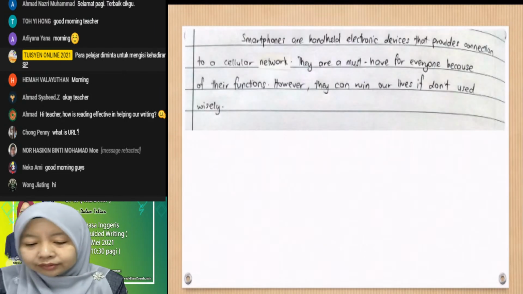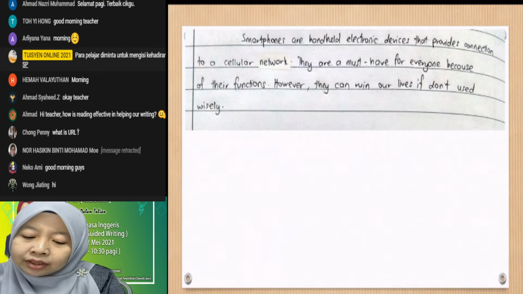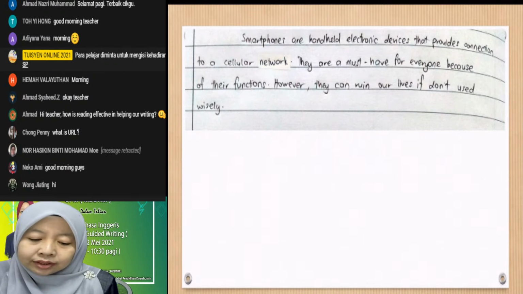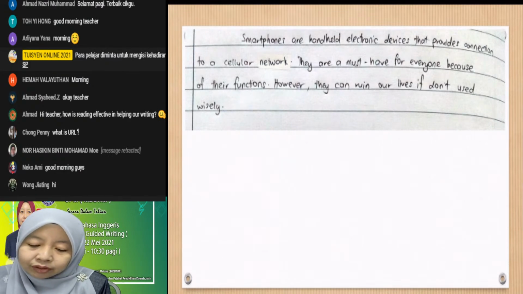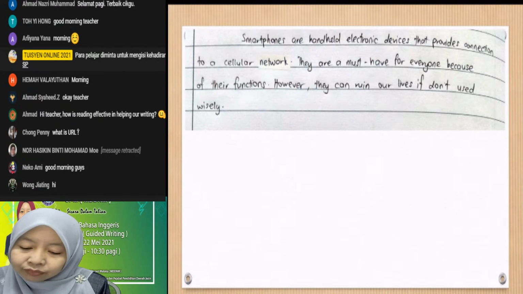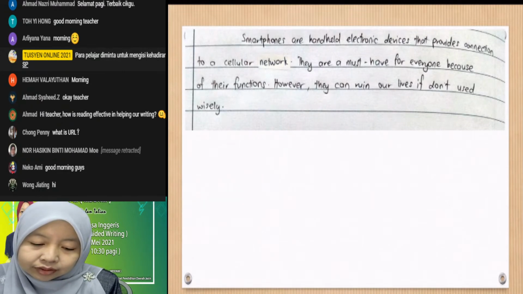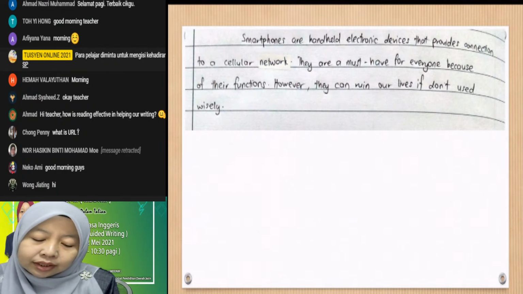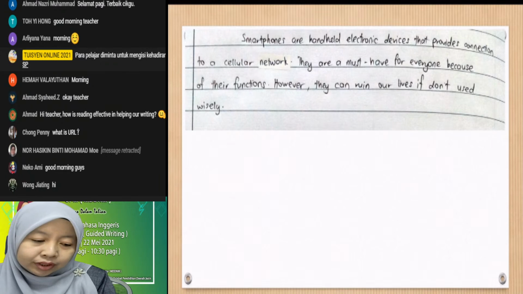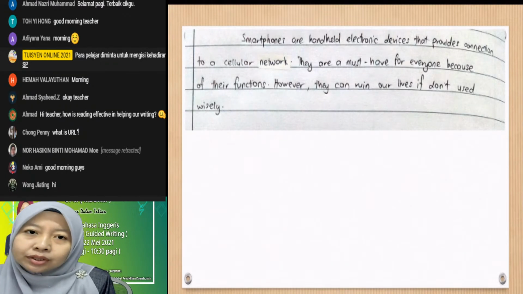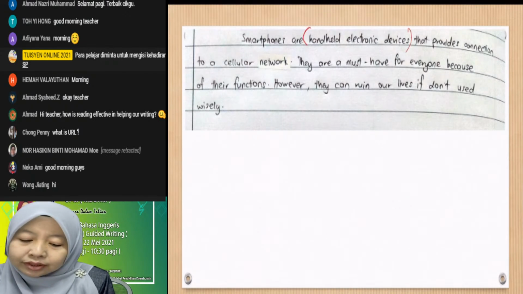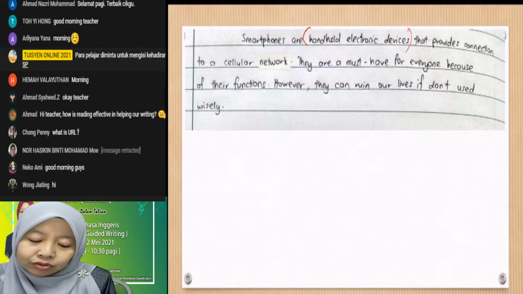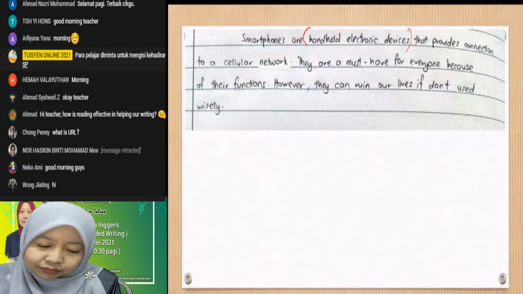Okay, so this is the first sample. Smartphones are handheld electronic devices that provides connection to a cellular network. They are a must-have for everyone because of their function. However, they can ruin our life if don't use it wisely. Okay, so this is the introduction. The student is talking about the smartphone in general. So did the student explain what is handphone? Yes, it is a handheld electronic device that provides connection to a cellular network. So everyone must have handphone, smartphone, right? Because of their function.